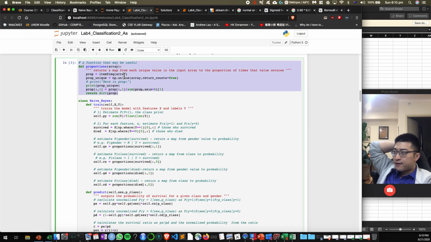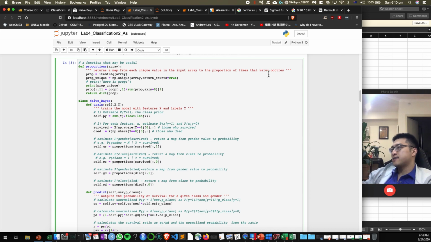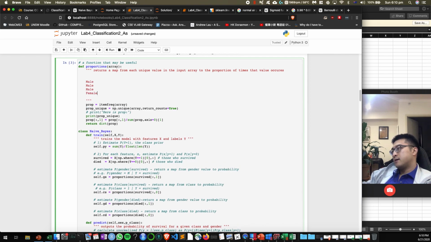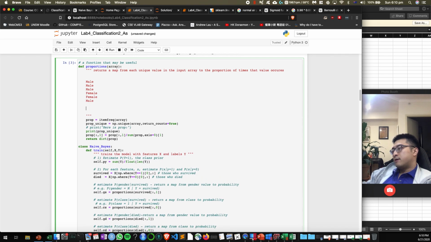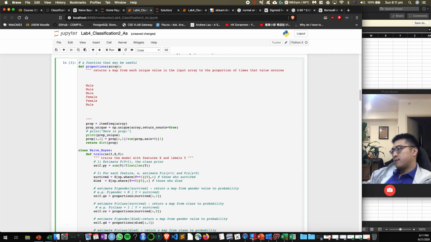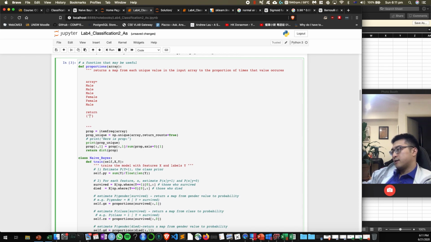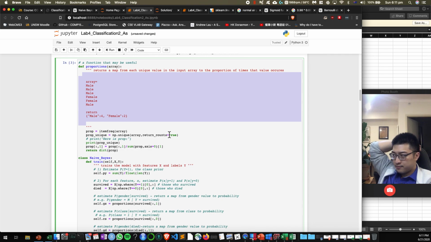Now, this is just a helper function. Basically, it just takes in an array, right? Let's say it takes an array that could look like male, female, male, and that's the input. You chuck in this array, and it will return a dictionary that looks like this: 1, 2, 4. It gives you a mapping of all the unique levels as well as the number. So this is what it does.